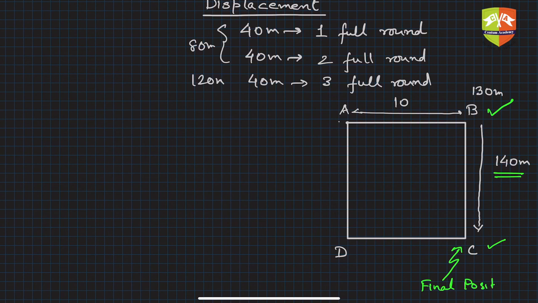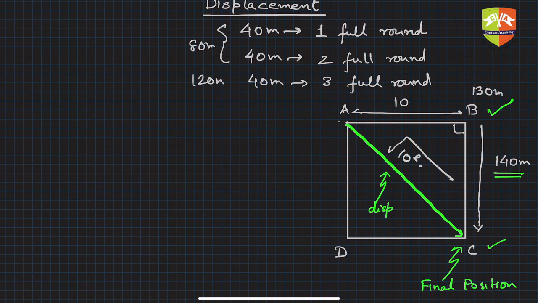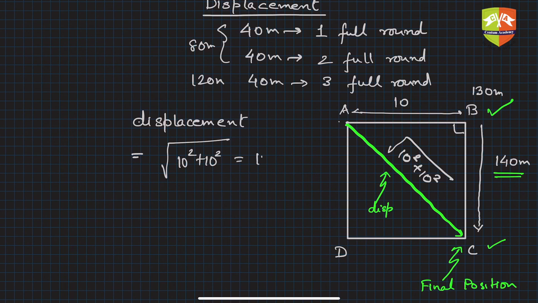And what was displacement, guys? Displacement is final position minus initial position, or the shortest distance between final and initial. So this is our required displacement. Let's calculate this value, very easy. This angle is 90 degrees, so by Pythagoras theorem the displacement is the square root of 10 squared plus 10 squared, which is nothing but 10 root 2 meters. This is the final displacement in this case. I hope you understood the problem.